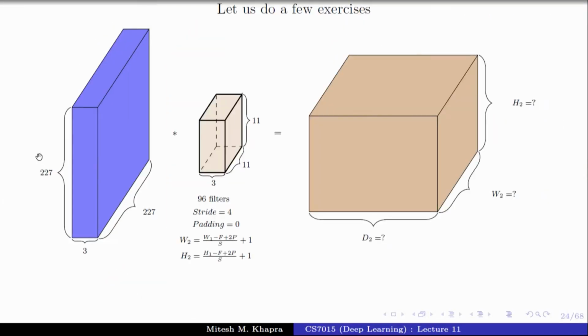Now if you have understood this, let's do some exercises. I have an input of size 227 cross 227 cross 3, and I've given you other details here: the number of filters, the stride, the padding, and also the formula. I want you to tell me the dimensions of the output. What is W2, what is H2, what is D2? First tell me what is D2. Everyone, what is D2? 96, because D2 is equal to the number of filters, and I have 96 filters.